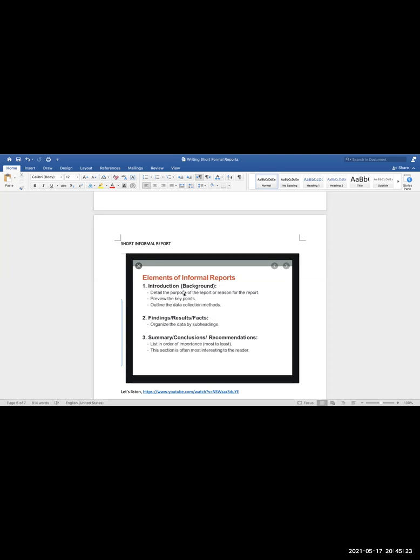So in the introduction, you see there's a kind of merging of the procedure and the terms of reference, and then the findings, results, or facts now fall under one broad heading: results, findings, facts. The conclusions and recommendations are placed in another. All right, let's listen to some additional information about the short formal report.